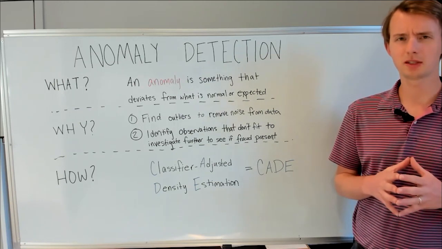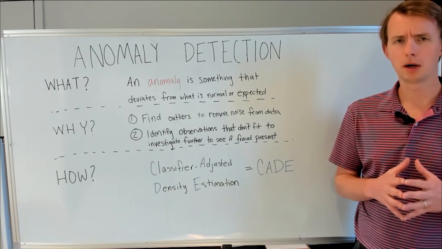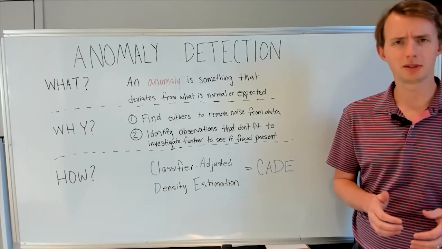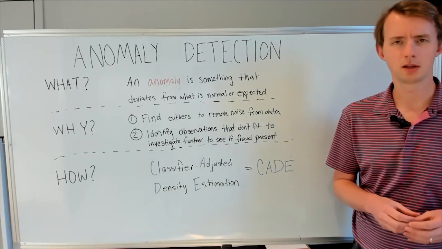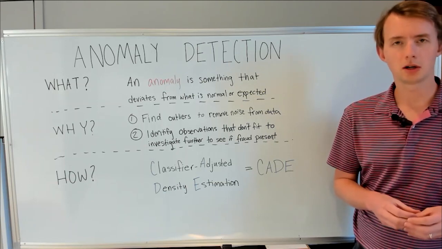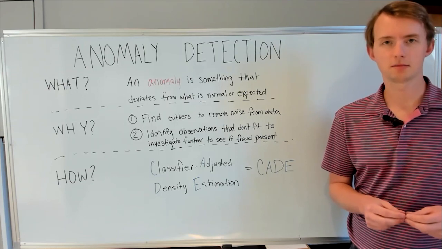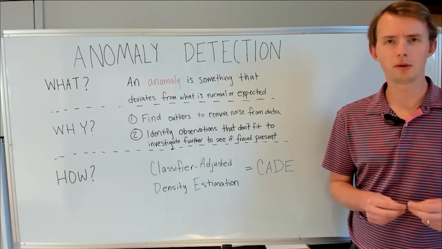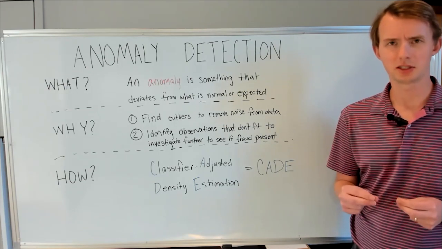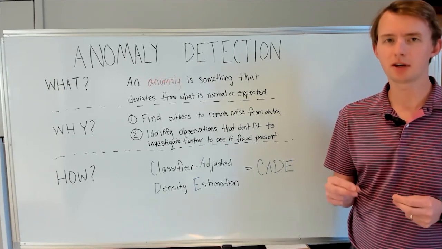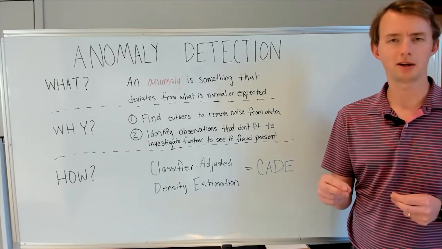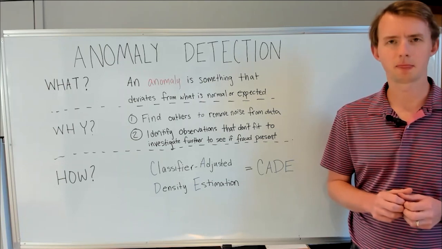And we're going to get to that Twitter example in a moment, but first, let's talk about what anomaly detection actually is. Anomalies are observations that deviate from what is normal or expected. And we might use anomaly detection to identify those outliers, or the needle in a haystack.